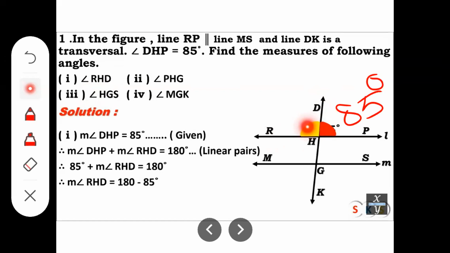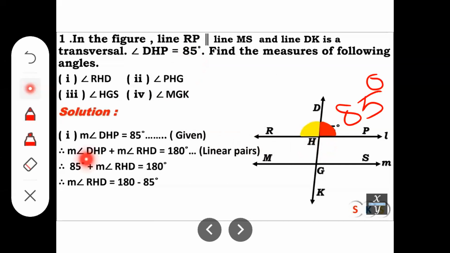And we know the property that linear pair of angles are supplementary to each other, means they together measure 180 degrees, right? So if one of the angles is 85, the rest will be, that will get subtracted from 180 degrees, okay? And the calculation here is already written. So let's write it, that angle DHP is given 85 degrees. The reason is given, okay, as it is given in your example. Now the property of linear pair of angles.